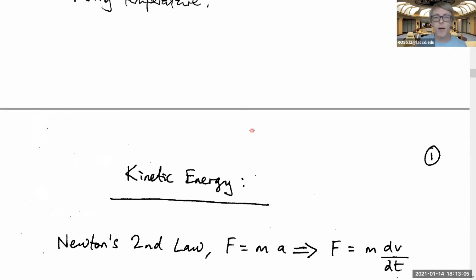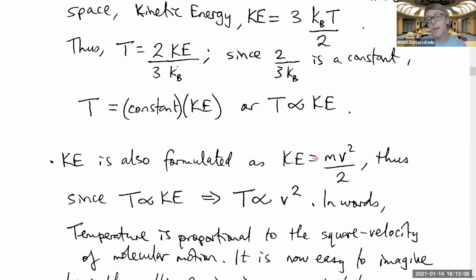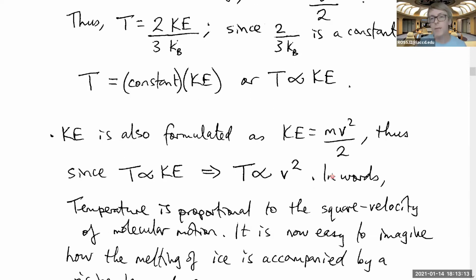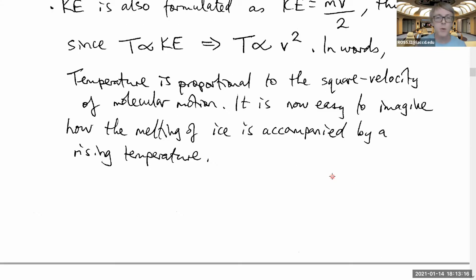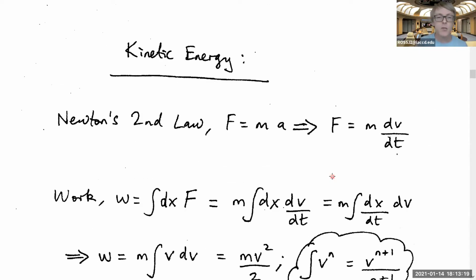Okay, and then just to conclude this video, we said that kinetic energy is also mv squared over 2, where m is the mass of the molecule and v is the velocity. Let's remind each other where that comes from, because it's important. It comes from Newton's second law. Newton's second law says the force is mass times acceleration. And we know that acceleration is the change in velocity per change in time. So instead of a, we can write dv by dt. So we've got force is mass times dv by dt.